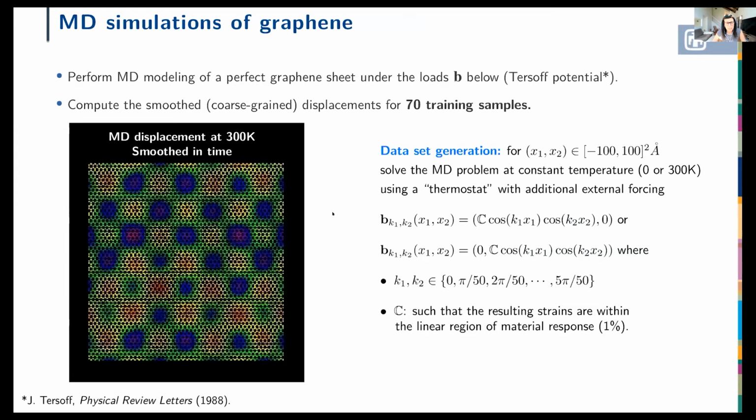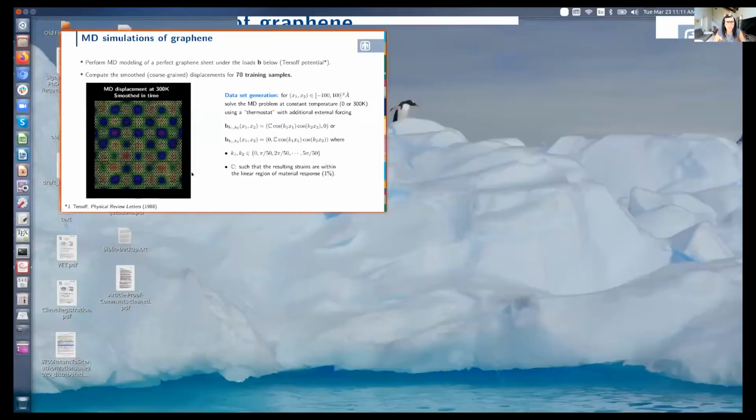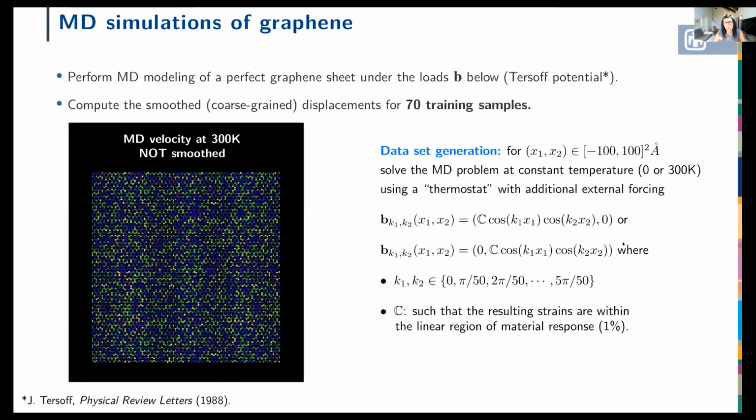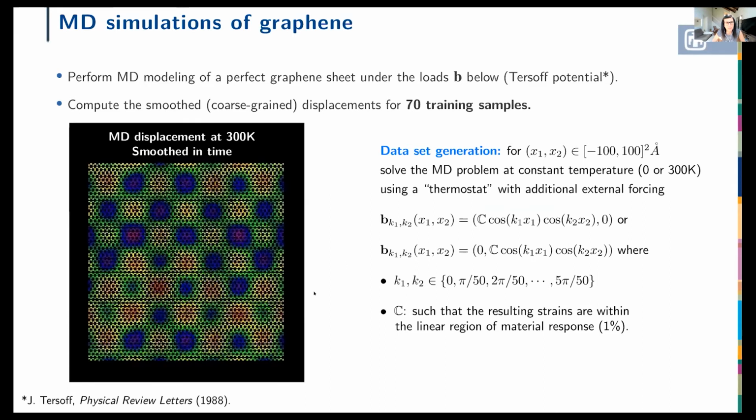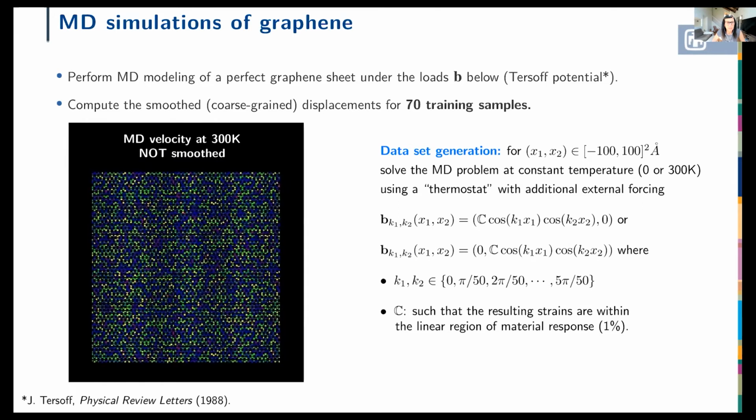How do we generate the data? Since we want to test generalization properties of the algorithm, we're going to pick two very different training and validation sets. Here, these are molecular dynamics displacements, very oscillatory. We have 70 samples generated with these oscillatory forcing terms where we change the frequency and keep the temperature constant. This is the displacement. This is the velocity associated with those displacements.